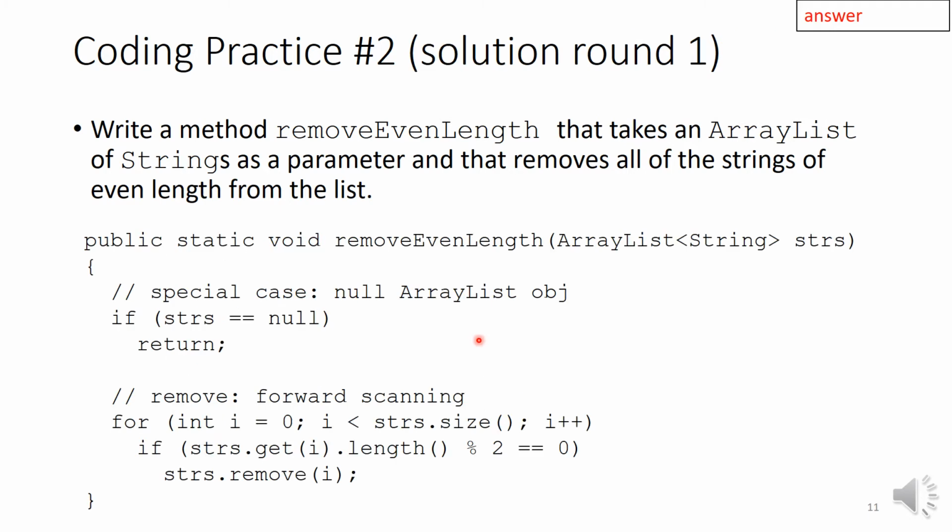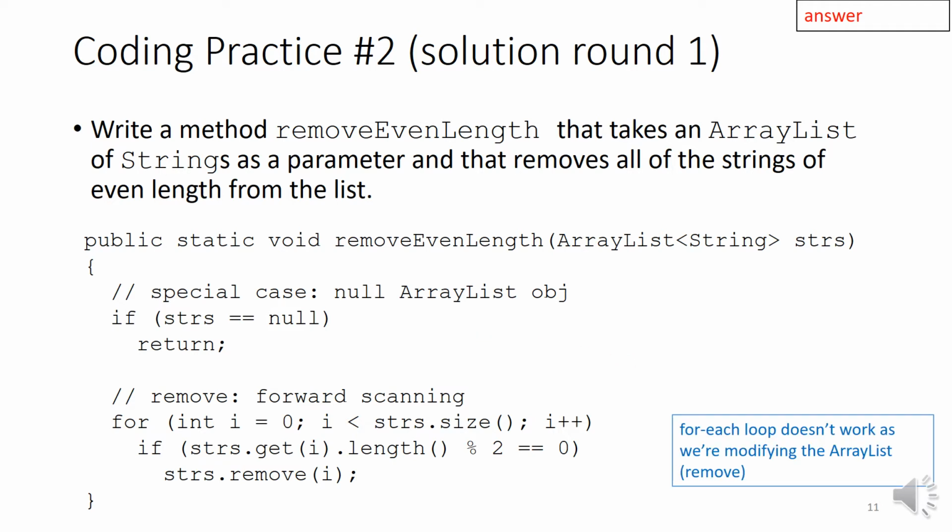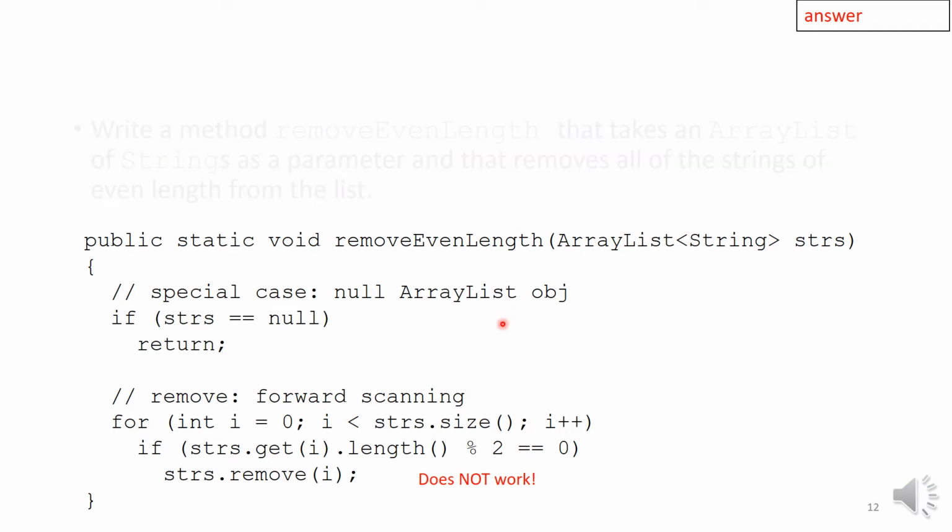Here is a direct translation of the algorithm using forward scanning from index 0 up to size - 1. A for-each loop doesn't work here since we're modifying the array list object. Unfortunately, forward scanning doesn't work, at least in the current version. Let's see why. Here's our testing case number 1.